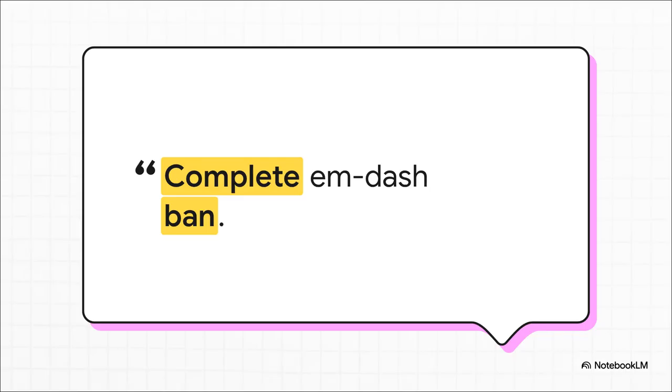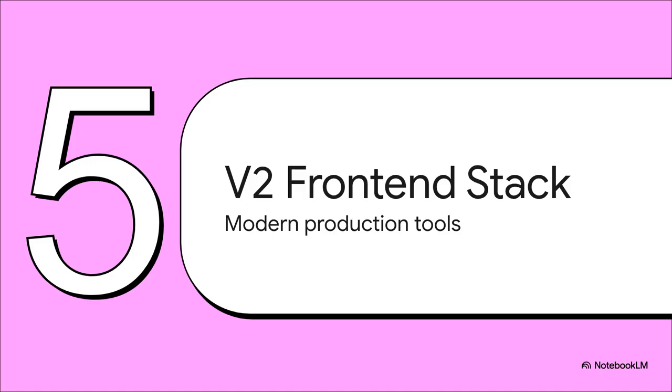In fact, if you look at Section 9 of the skill file, the instructions are almost humorously strict. It literally institutes a, quote, complete em-dash ban, no exceptions. It knows that AIs use em-dashes as a massive crutch for poor copywriting, so it just removes the tool from the AI's toolbox entirely. It's exactly this level of hardened, super-specific discipline that makes the final output actually feel human. Section 5. The V2 Front-End Stack, Modern Production Tools.